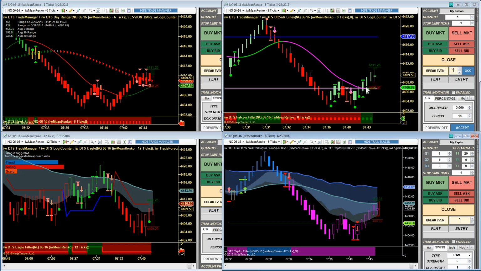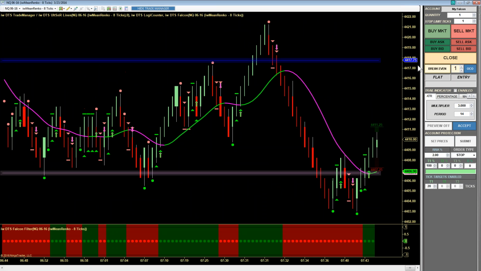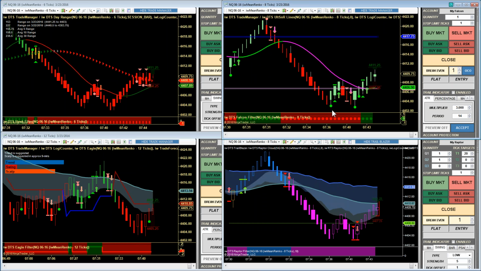Possible trend change here in the Falcon now. We're getting our trend line changing color. We don't have a signal yet, but we're getting there. See, the nice thing about the DTS system is that you get plenty of warning.